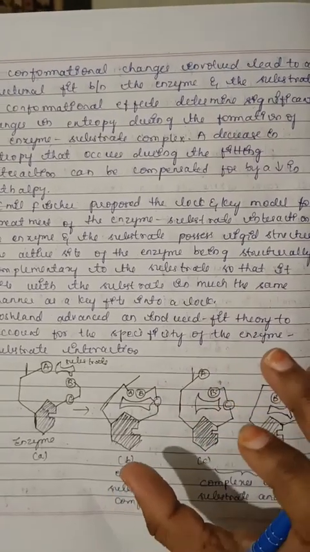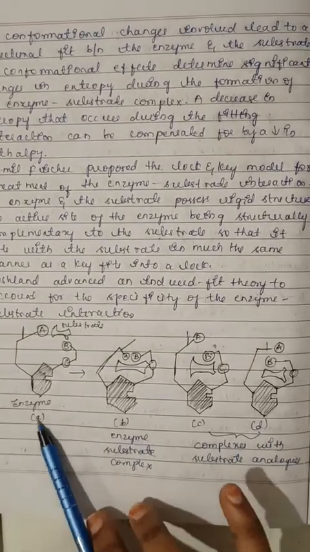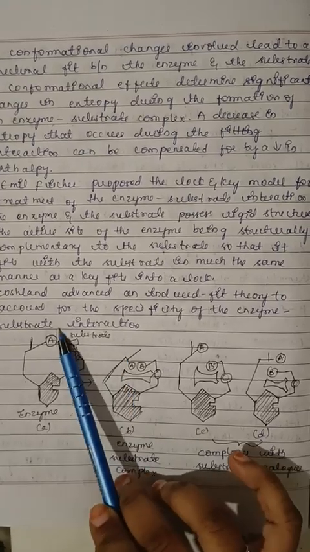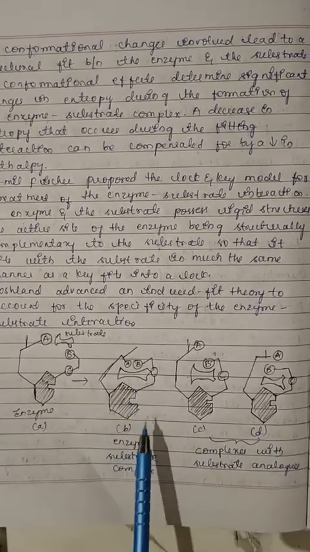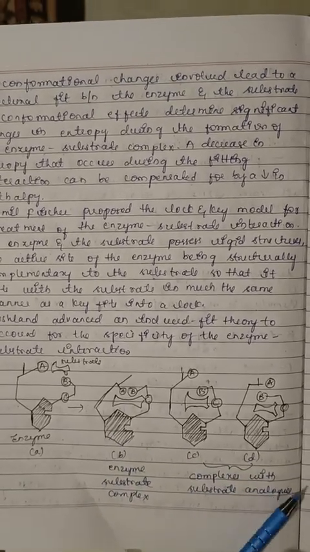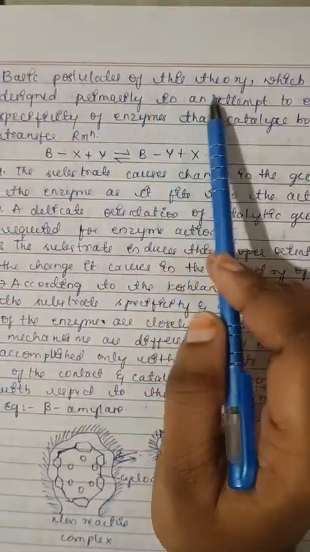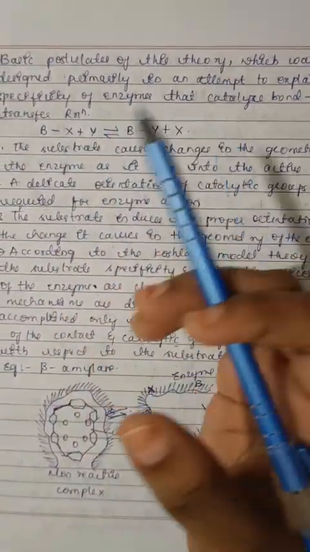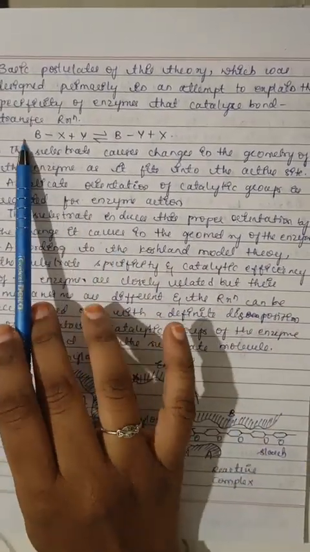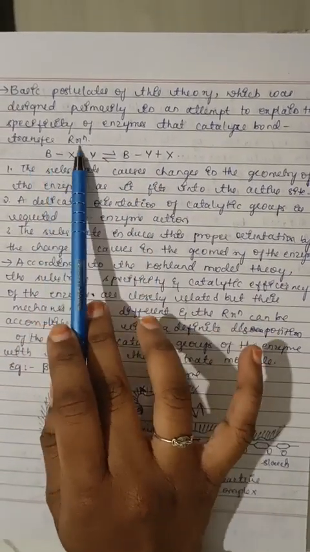See, Koshland advanced an induced fit theory to account for the specificity of the enzyme-substrate interaction. Here we can see some of the diagrams. In these diagrams, this part is called the enzyme, and this is a substrate which is coming inside it, and in the B figure we can observe that the enzyme-substrate complex is there, and C and D figures tell us about the complex with substrate analogs. These are the two complexes with substrate analogs, and some of the basic postulates of this theory, which was designed primarily in an attempt to explain the specificity of enzymes that catalyze the bond transfer reaction. See, B minus X plus Y gives rise to B minus Y plus X. So this is the basic reaction which takes place here.